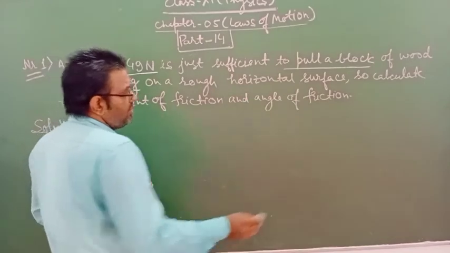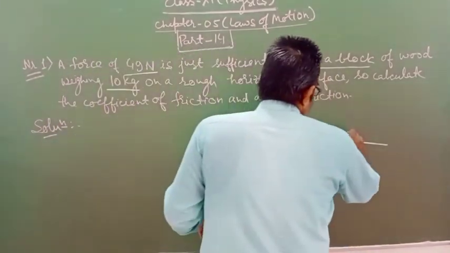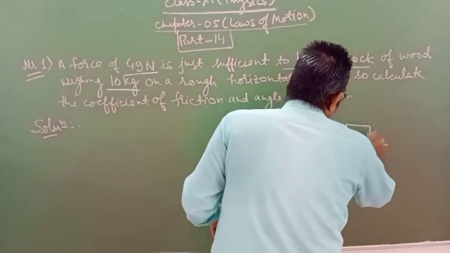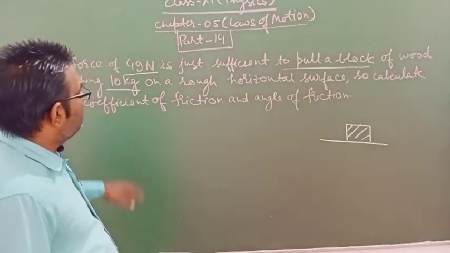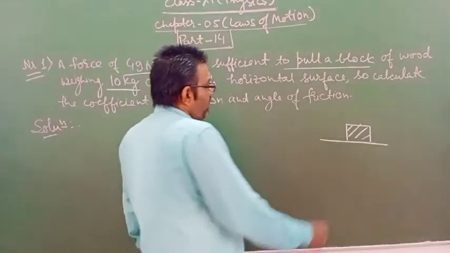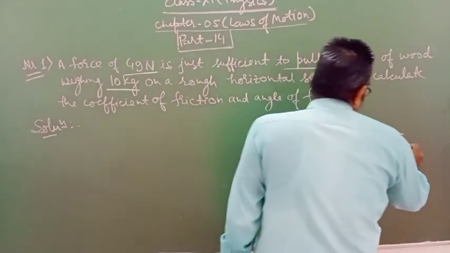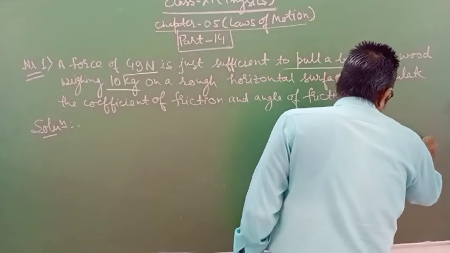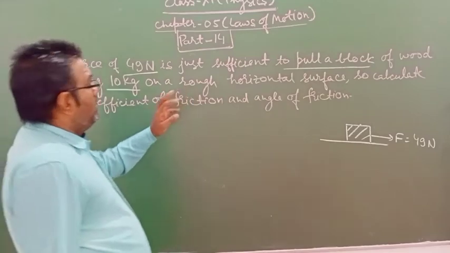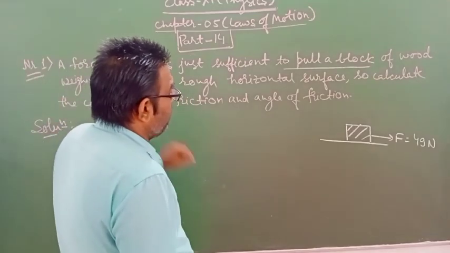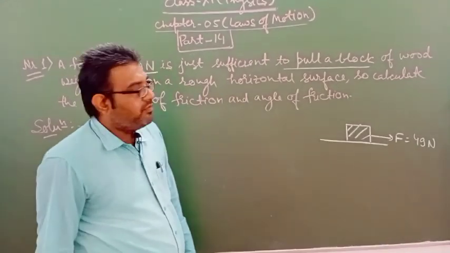There is a rough horizontal surface, so I am drawing the diagram here. Suppose here it is a rough horizontal surface and a block of mass 10 kg is placed over it, and a force F is applied here, and that force is equal to 49 Newton. So calculate the coefficient of friction and angle of friction.